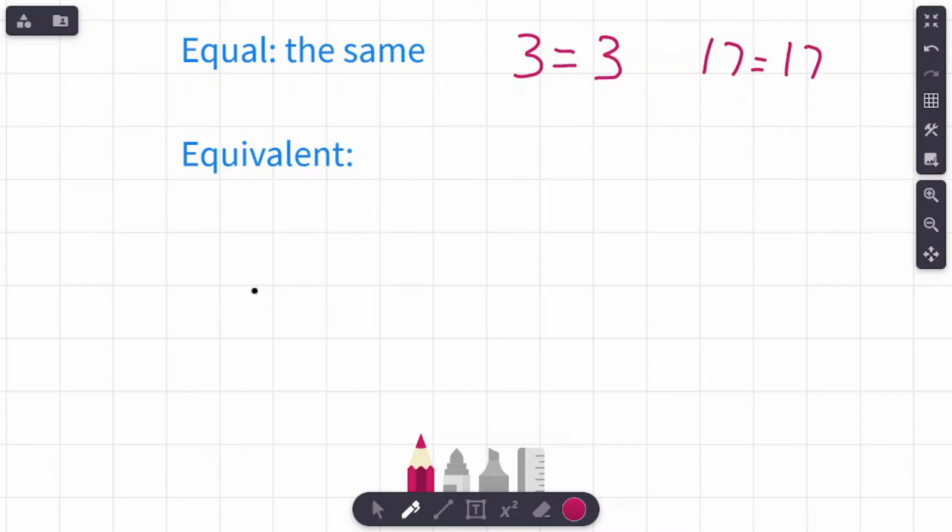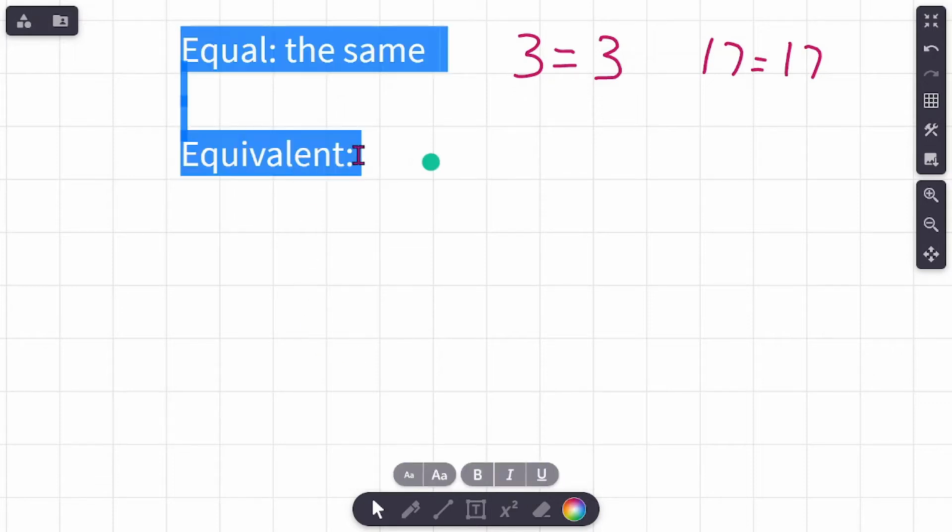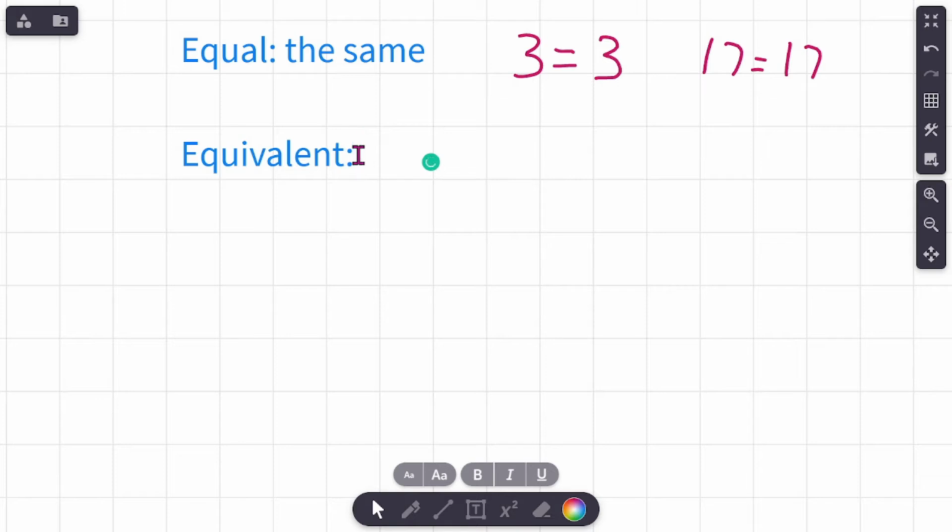Now, the new part of this today is this big word here. It looks really similar to this word equal, and that's because it is. It's very similar. The word equivalent means, I bet you already know what it means. The word equivalent means the same. All right? Equal, equivalent, they are the same. They basically mean the same exact thing. So when you have the word equivalent, you again are talking about the same.